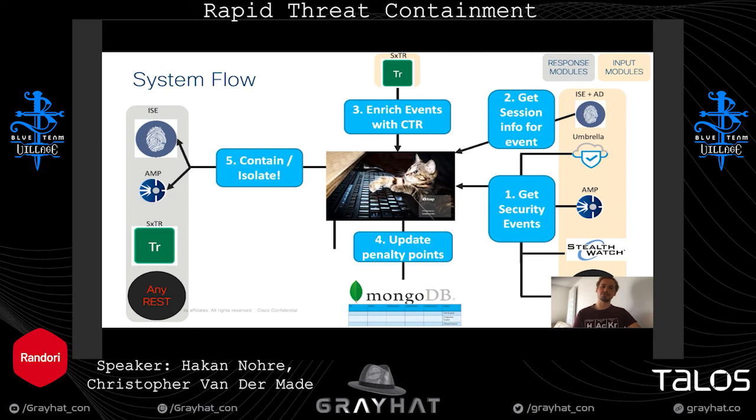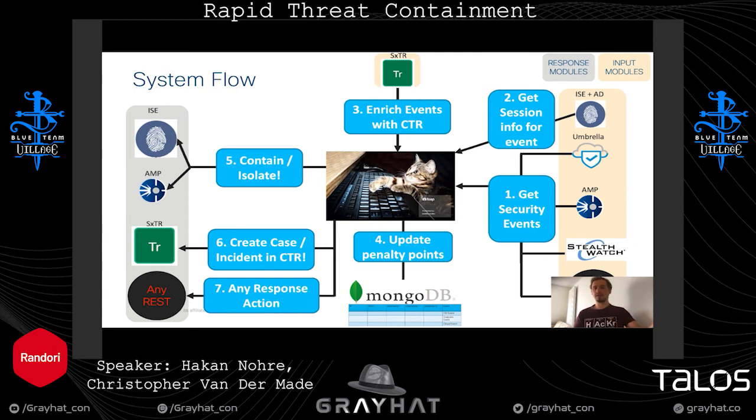The next step is actions. So we can contain and isolate. Containment is what it's called in the ISE jargon. Isolate is what it's called in the AMP jargon. But basically this is the rapid threat containment, where a host is automatically contained from the network access. So that is step 5. Then step 6 is creating a case or incident in threat response or in SecureX, previously called CTR, but the database where we're writing to is threat response, the private intelligence store to be exact. But again, this can be any response action.